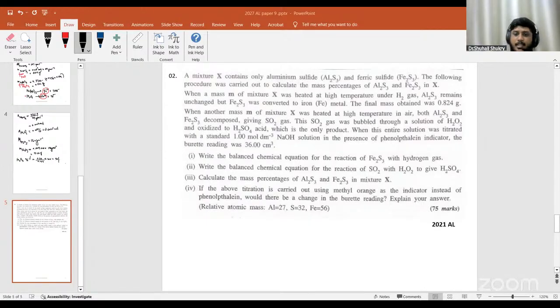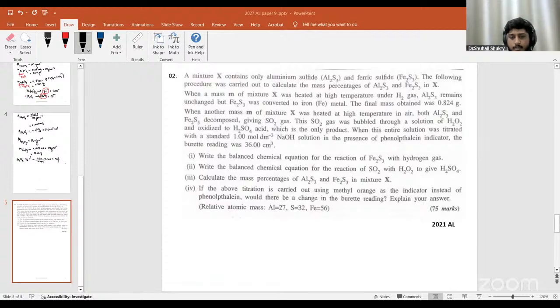They have given the gas also. They have given SO2. Apart from SO2, what might you get? With aluminium sulfide you get aluminium oxide, and with ferric sulfide you will get ferric oxide. You'll get those two things.